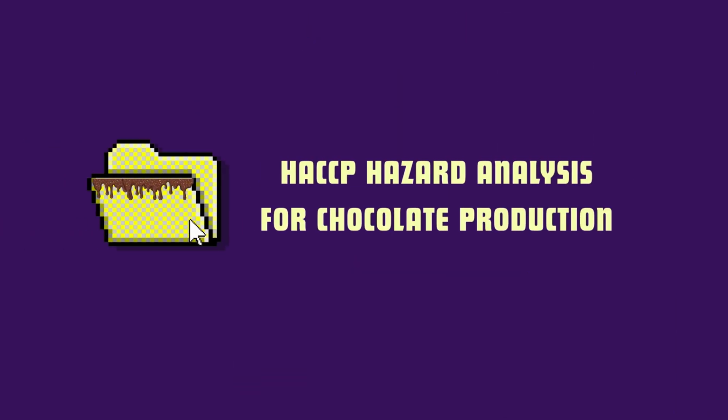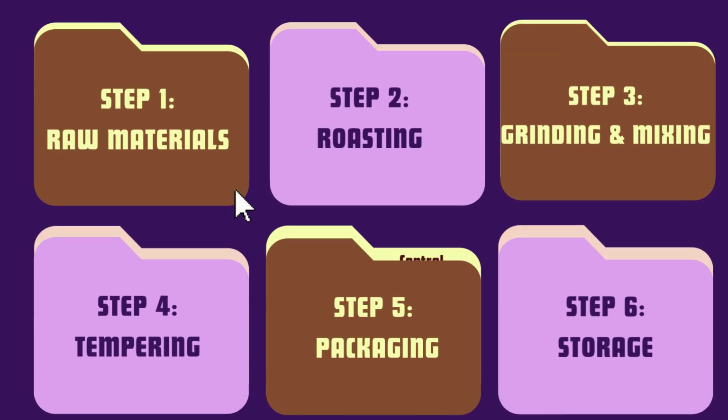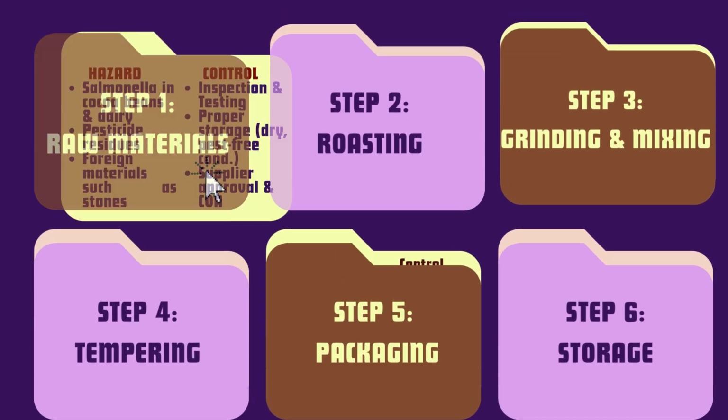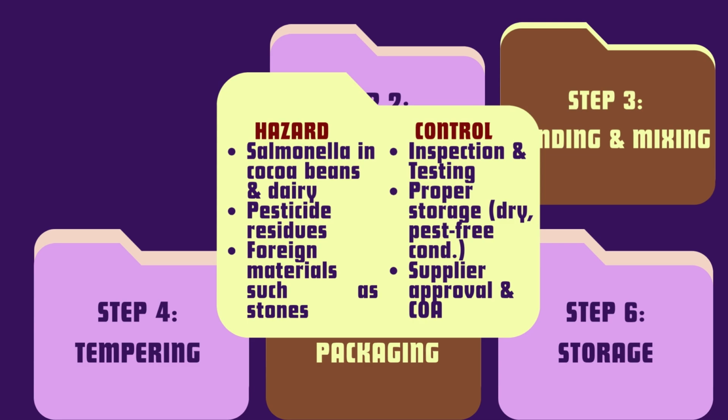Next, I will briefly explain the hazards and control measures in chocolate production. Starting with raw materials, the main hazards include salmonella, pesticide residues, and foreign materials like stones. These are controlled through inspection, proper storage, and supplier approval with certificates of analysis.